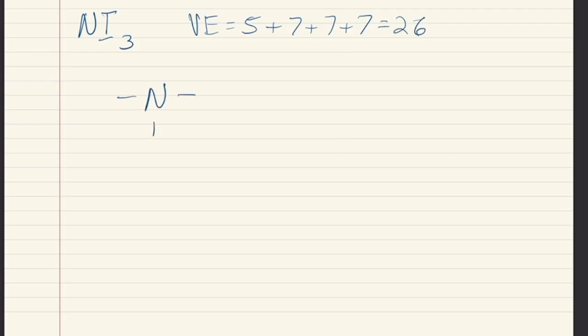So in NI3, valence electrons: 5 plus 7 plus 7 plus 7 equals 26. Nitrogen is the central atom with 1 lone pair, and octet fulfillment on all of the iodines via lone pairs as well. That uses up our 26 electrons, and we have a molecule.